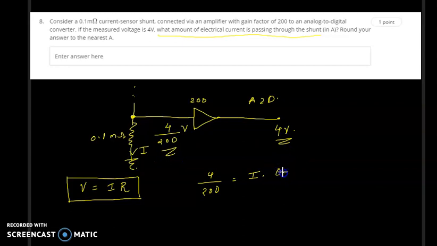The resistor is 0.1 times 10 power minus 3. So I is obviously 4 divided by 200 times 0.1 times 10 power minus 3. Use the calculator and find the value of the current.